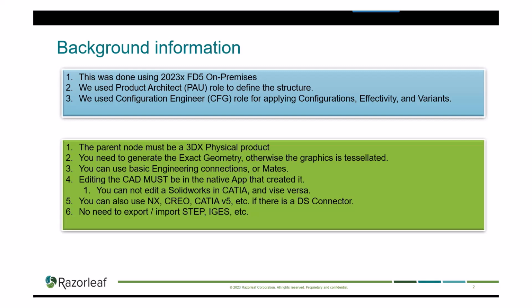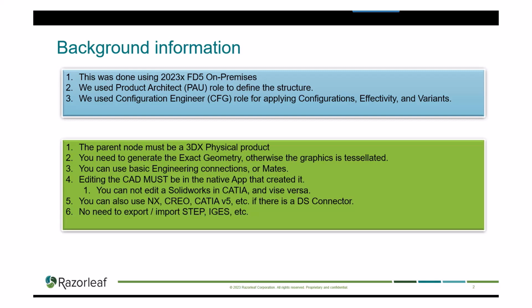So if I wanted to have a structure that has a CATIA V6 and a SolidWorks model in one assembly, my root node above the assembly must be a 3DX physical product. Okay. You need to generate the exact geometry. Otherwise, the graphics are tessellated.